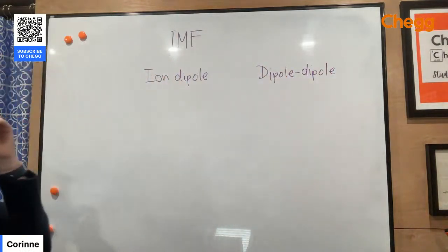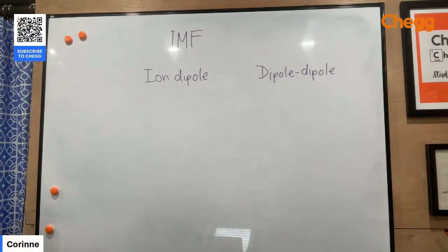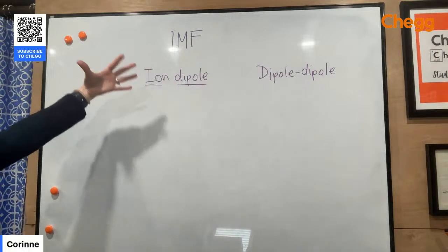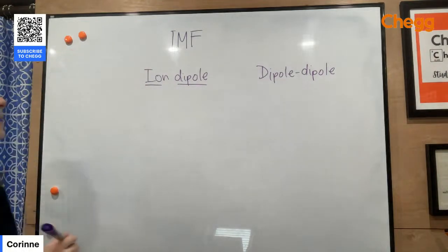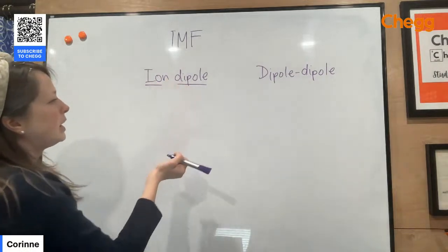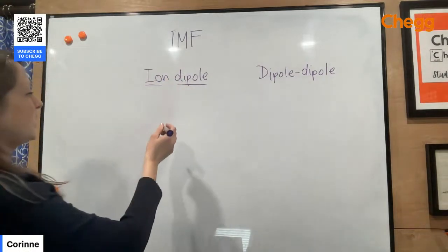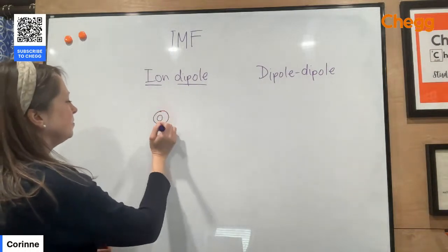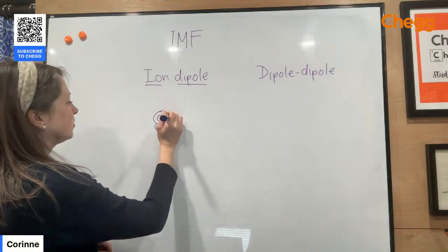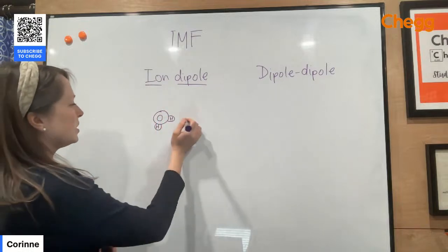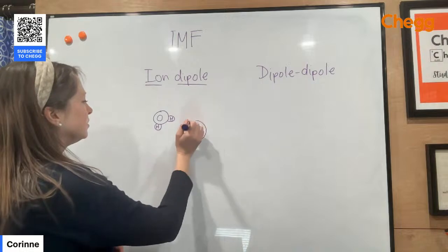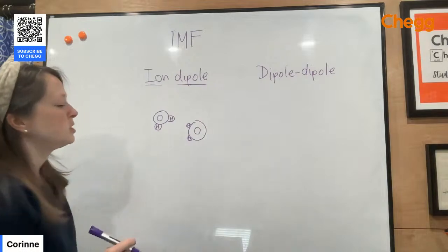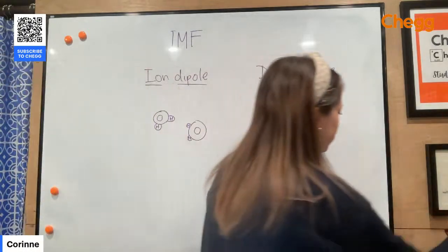All right, thankfully the name will give you some clues with this. Ion dipole. What's happening in this situation is I'm going to have some kind of ionic substance that's going to be dissolved into a polar solvent. So let's say I have water as my solvent. So I'm going to draw some water molecules. And let's say I'm dissolving some salt into that water.